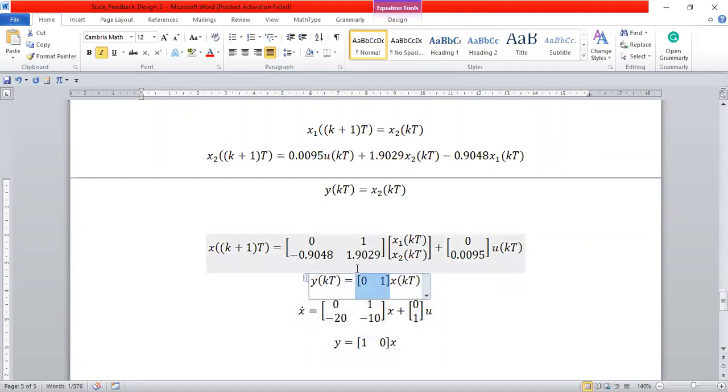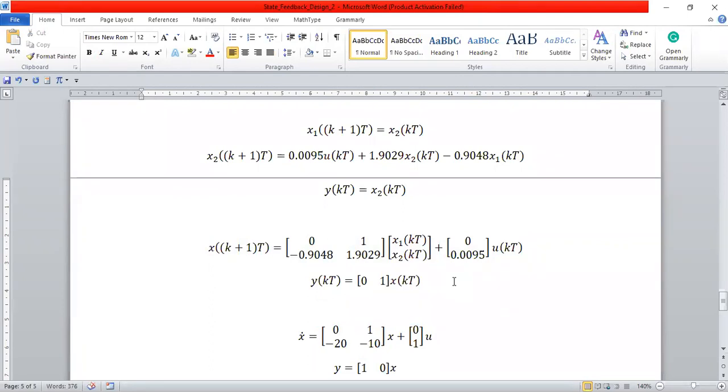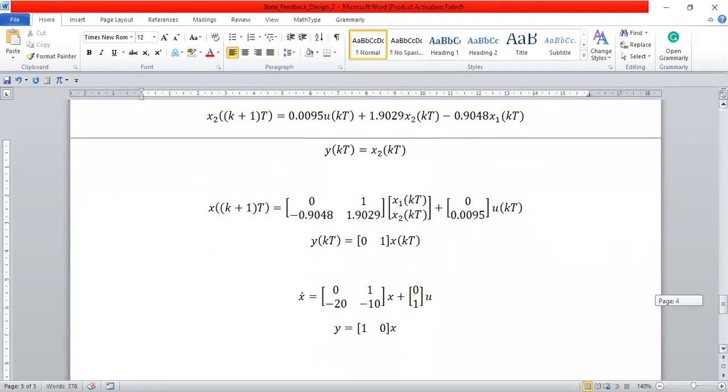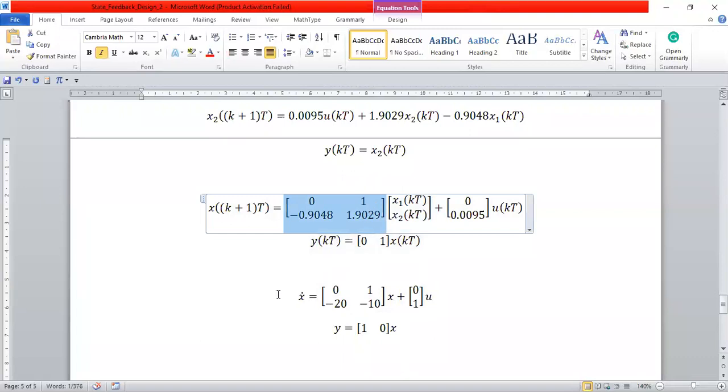So given the same question and it's just the same system, and you want to convert from this continuous time domain to the discrete time domain, you are going to arrive at different sets of A, B, and C matrices. So this is the end of the class for today.